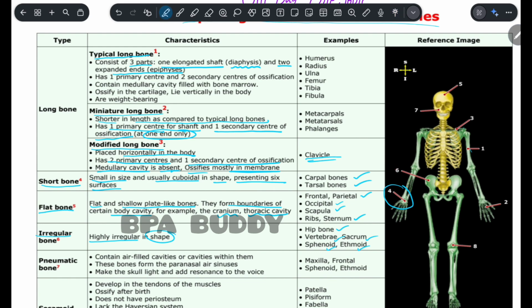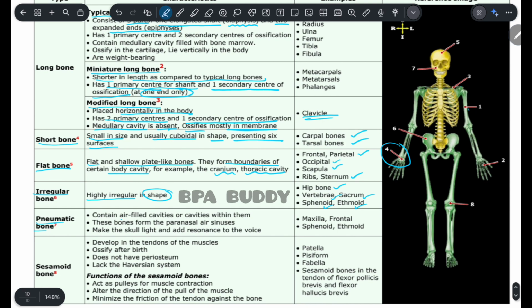Next comes the pneumatic bone, which contains air-filled cavities within it. These bones form paranasal air sinuses and make the skull light and add resonance to the voice. It means they play a main role in voice modulation and also make the skull light. You can see this is the example of our paranasal air sinuses, and examples are maxilla, frontal, sphenoid, and ethmoid.